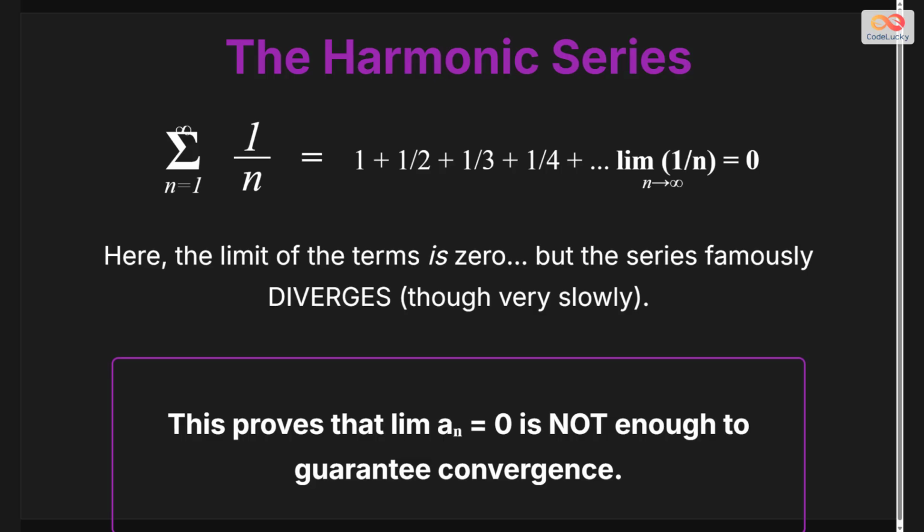The most famous example of this is the harmonic series, which is 1 plus 1/2 plus 1/3 plus 1/4, and so on. If you take the limit of the terms, 1 over n, as n approaches infinity, you get 0. However, it's a well-known fact that the harmonic series actually diverges. This proves that the limit being 0 is not enough to guarantee convergence.